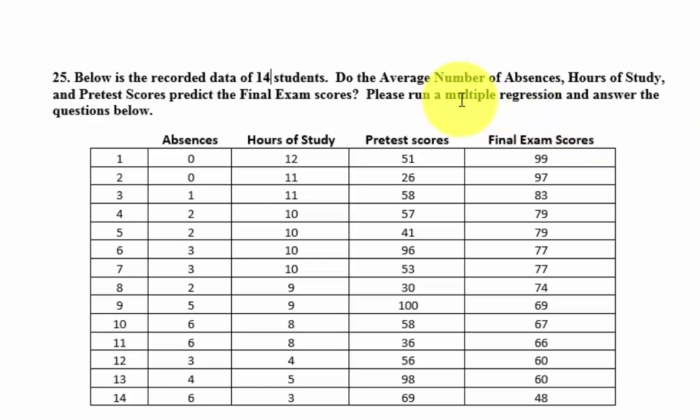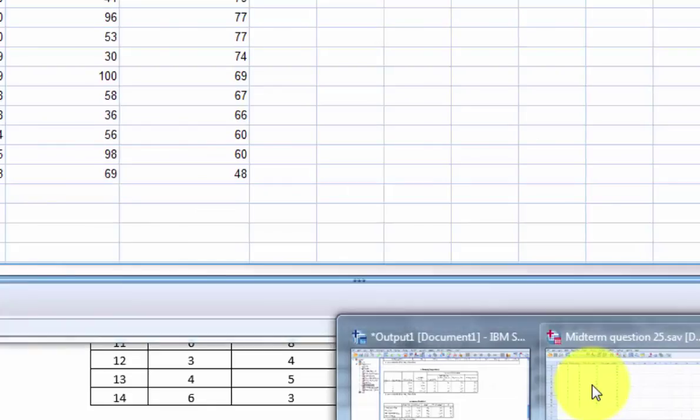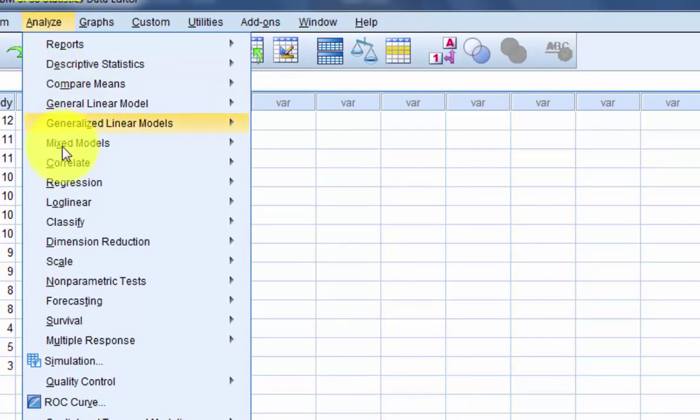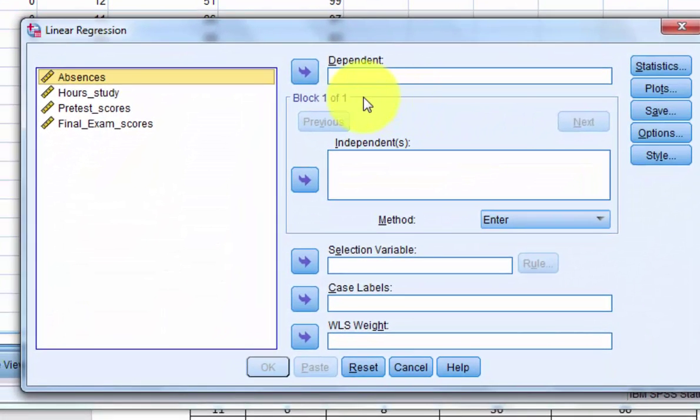So this is a multiple regression model. We're trying to predict final exam scores based on the number of student absences, how many hours they've studied, and their pretest scores. So I'm just going to do this in SPSS. Going to go to Analyze, Regression, Linear. Okay, what are we trying to predict?